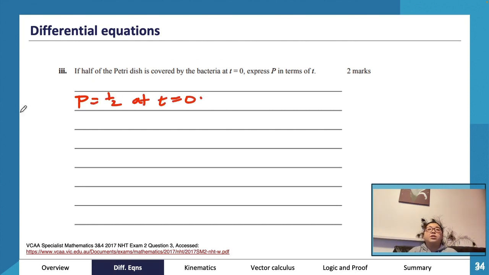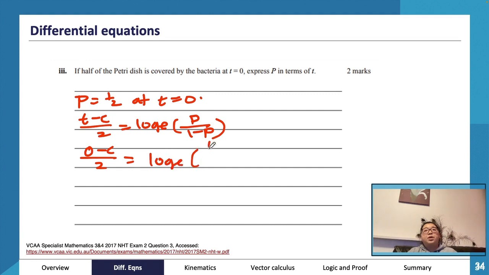So if we write that out in terms of our equation, which was t minus c over 2 equals log e p over 1 minus p, I think. Yep. So then we can substitute that in. So we'll have that 0 minus c over 2 will equal log e of a half over a half, right? Because a half and then 1 minus a half is a half anyway. So we'll just get that negative c over 2 will equal log e 1. And log e 1, remember, that's just equivalent to 0 because e to the power of 0 equals 1. So we'll get that c will equal 0.